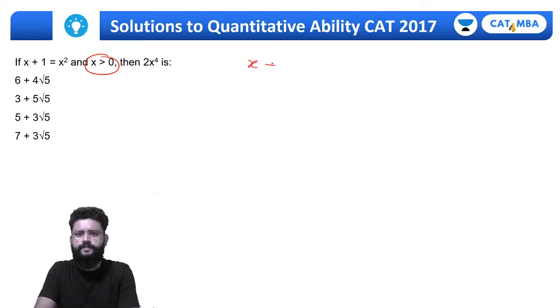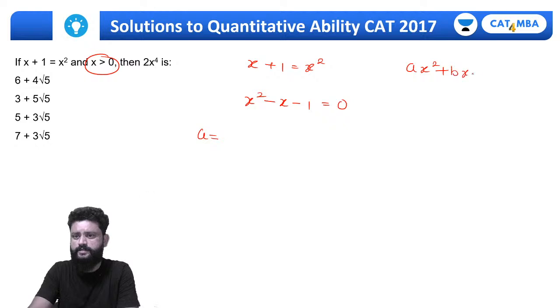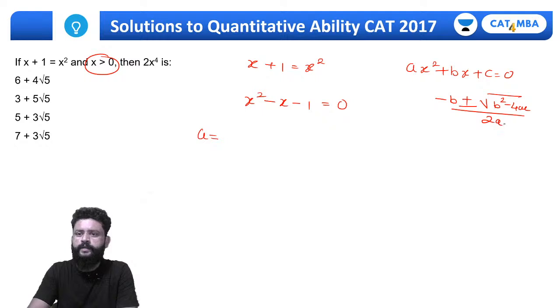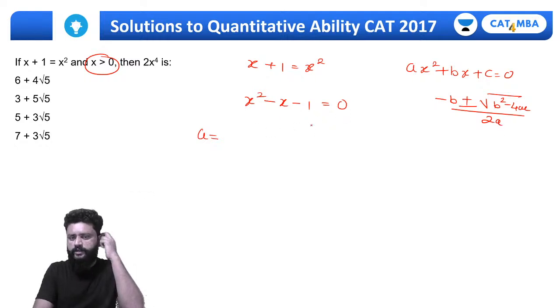If we solve this, x plus 1 is equal to x square. Let's solve it as a quadratic. x square minus x minus 1 must be equal to 0. If I compare it with ax square plus bx plus c equal to 0, we know the formula for the roots of the quadratic equation is minus b plus minus square root of b square minus 4ac upon 2a. Because we will not get integer values here, factorization will not work. You need to use the formula.